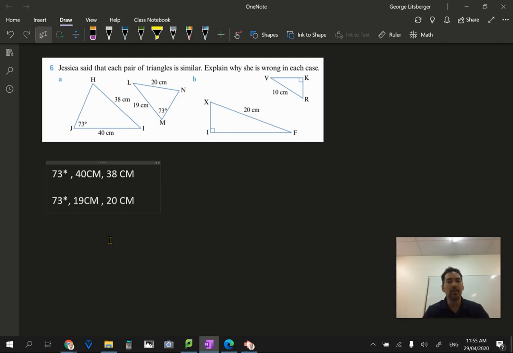Now, which rule has an angle, a side, and another side? Look at that. That's terrible. It spells out horrible words.